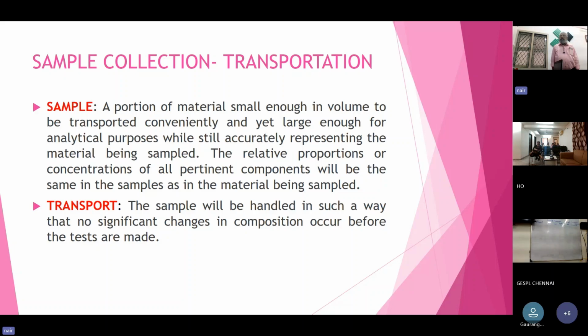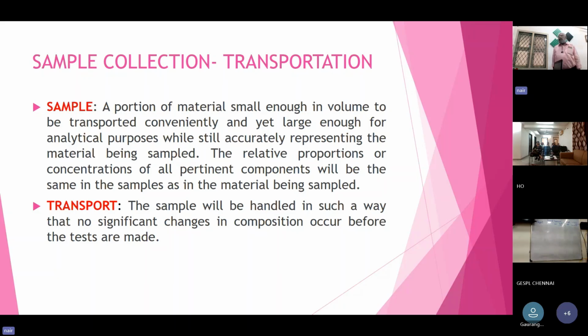A sample is a portion of material. That means we cannot take the whole material. So it is a portion of material, and it should be small enough because we have to carry it. So it is a portion of the material small enough in volume to be transported. But even though it is to be small enough, convenient for transport, yet it should be large enough for analytical purposes. For analytical purposes, we should take a minimum volume.